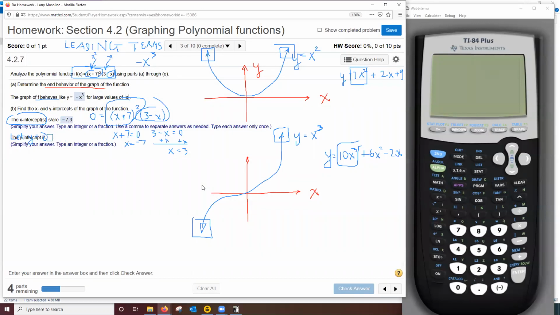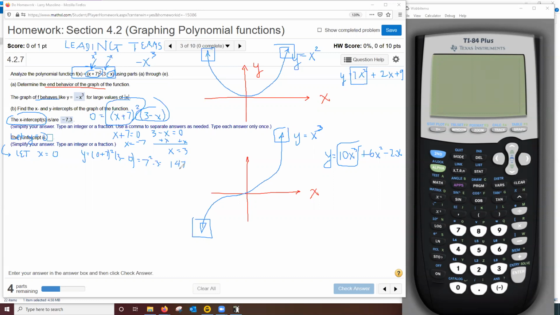All right, now they want the y-intercept. Well, you remember, anytime you want to know an intercept, you let the other letter equal 0. So for the y-intercept, I'm going to let x equal 0. Let me go back to the original function, and I'm going to replace x with 0. So that's going to be y equals (0 plus 7) squared times (3 minus 0). Well, that's just going to be 7 squared times 3. And of course, 7 squared is 49. 49 times 3 gives me 147.